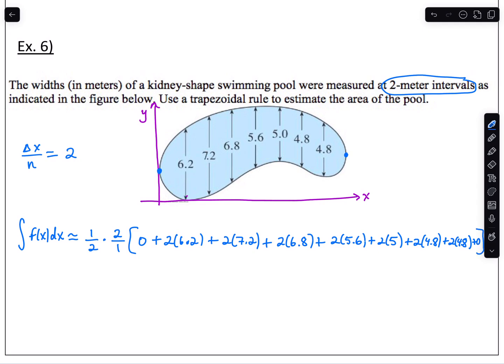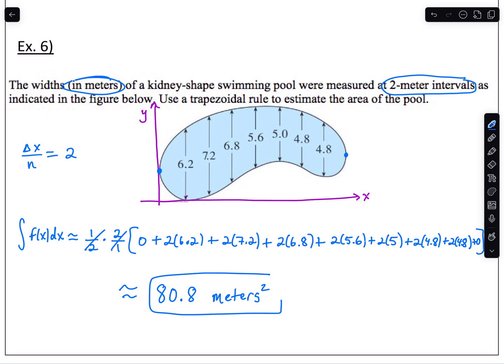So the 1/2 and the 2 cancel each other out. If you take the time and run this through the calculator, what I ended up getting was 80.8. So this will be 80.8. And since they gave us that the units were in meters, we could say this is in meters squared, since it is an area.